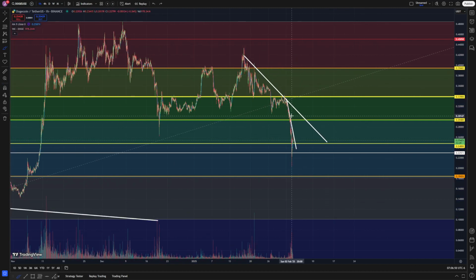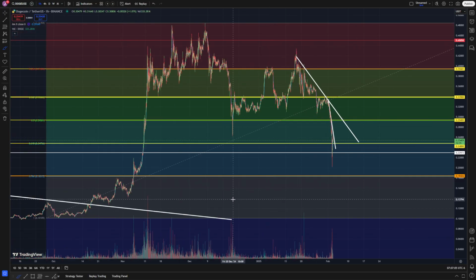These are some of the levels that I was wanting to get to, and I wouldn't mind staying down here a little bit longer just to try to accumulate more. In my opinion, this is a pretty good price for Dogecoin. It could go even lower though. I mean, we saw it back here.